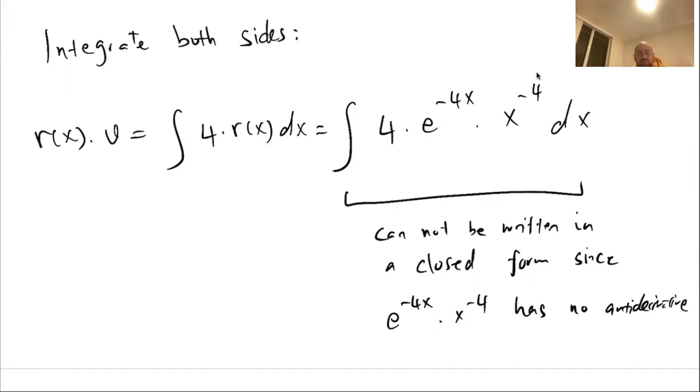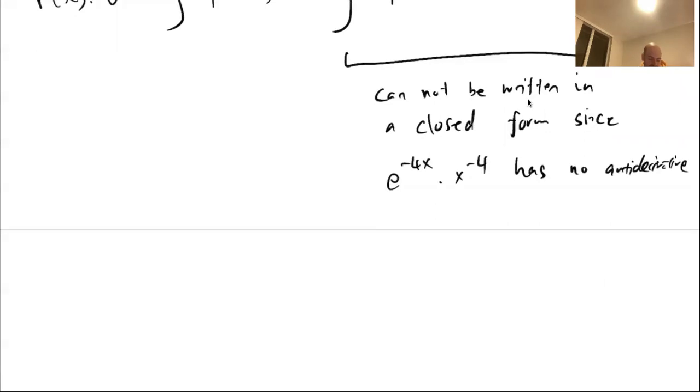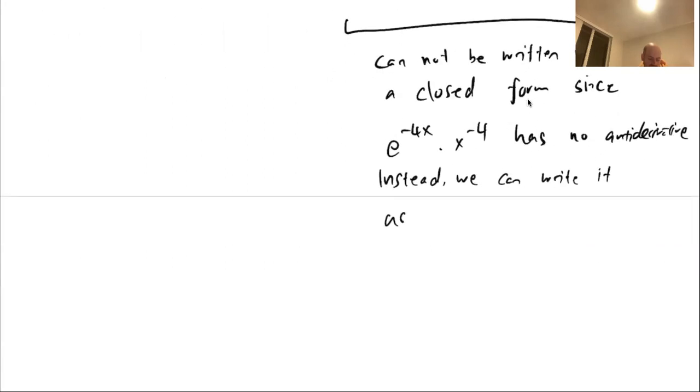See, if this was x to the power 4, then that would have been easy, because the antiderivative of x to the power 4 times e to the power minus 4x can be easily found using integration by parts. But this is x to the power minus 4, not x to the power 4. So it cannot be written in closed form. So instead, we can write it as an area function.